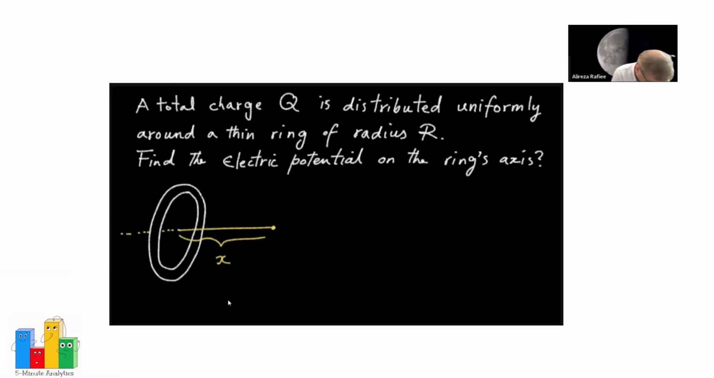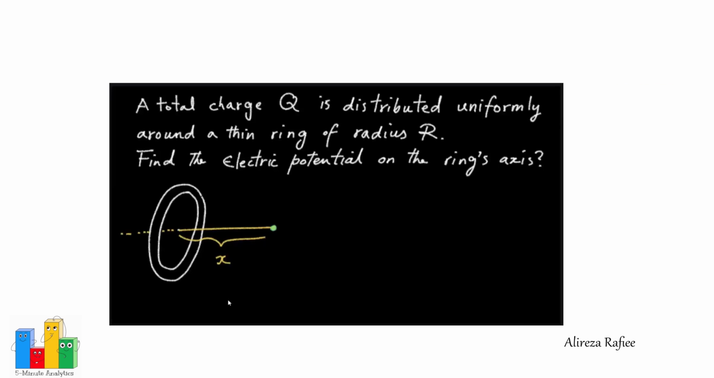Okay, let's say we have a ring and we put Q coulombs of charge uniformly distributed around this thin ring. Now we want to know what is the electric potential at this point at some distance x on the axis of this ring with a radius of r. So the radius of the ring is r.